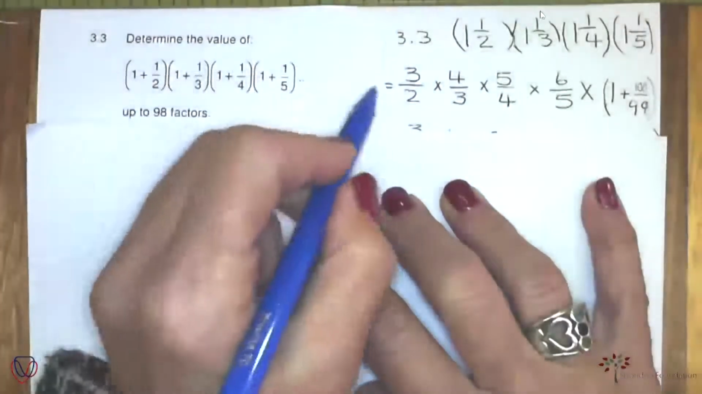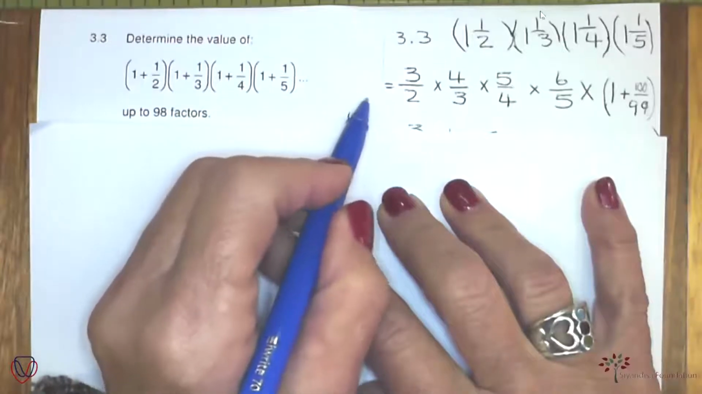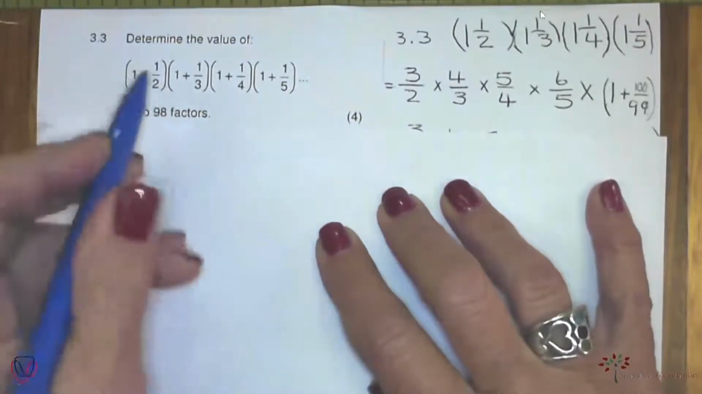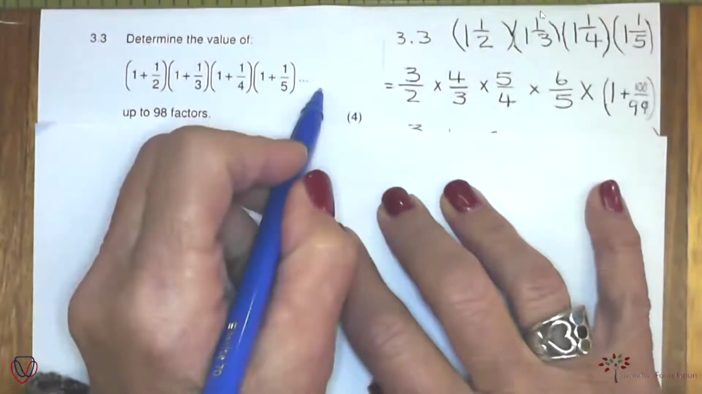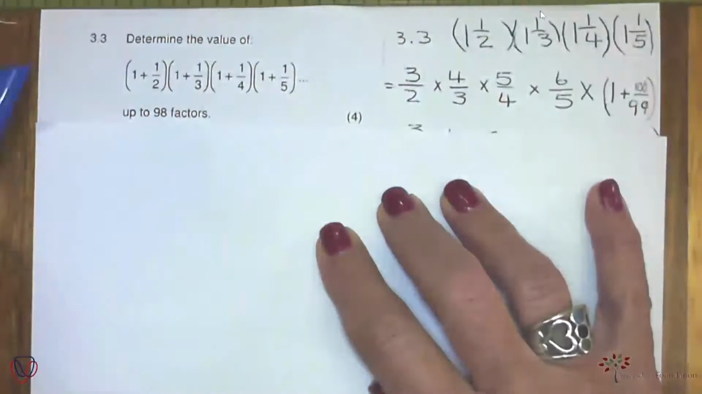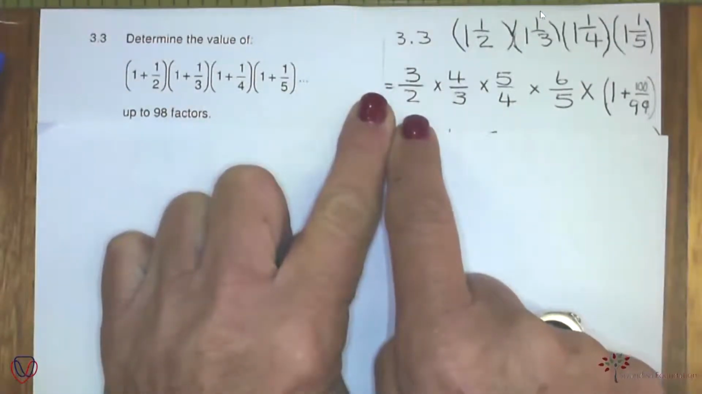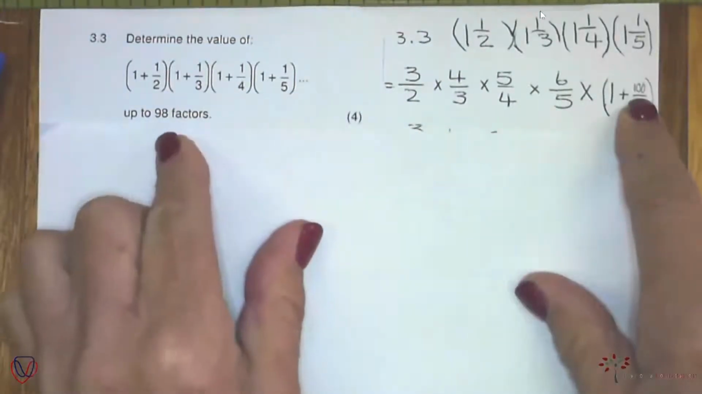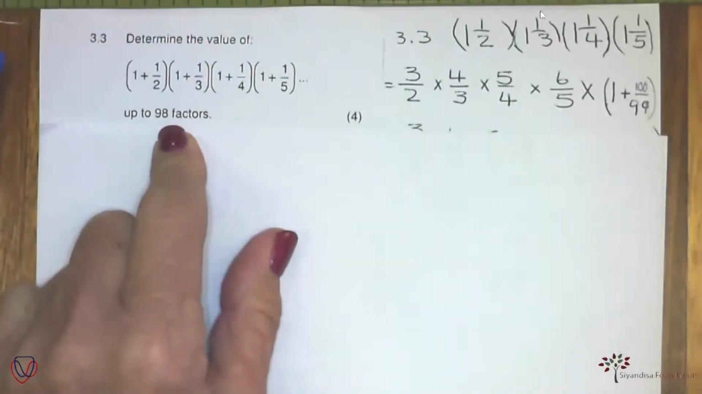Because you could have had here 1 over 2, 2 over 2. And this is what makes this problem quite difficult. They say go up to 98 factors. But the first 2 factors here were not given in this one. So 98 factors only starts at term 3. So we'll have to go up to 100 factors to be able to have 98 numbers here.